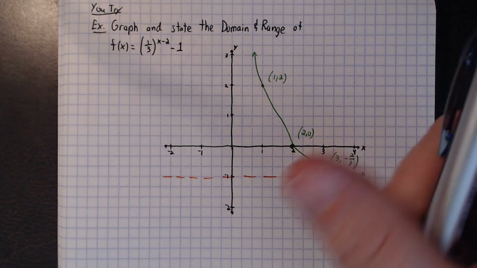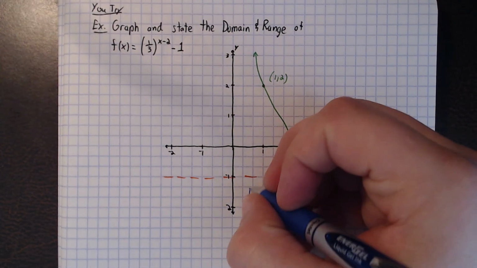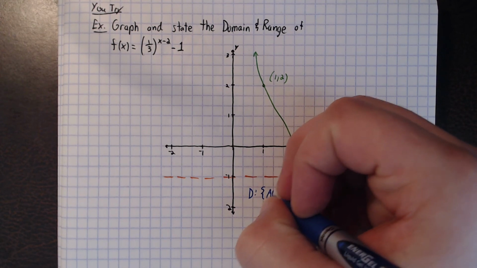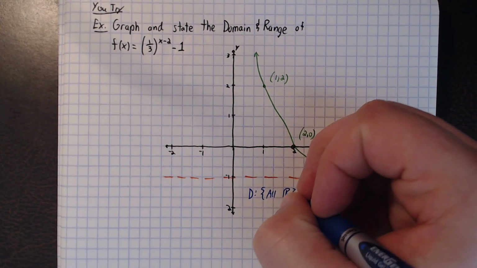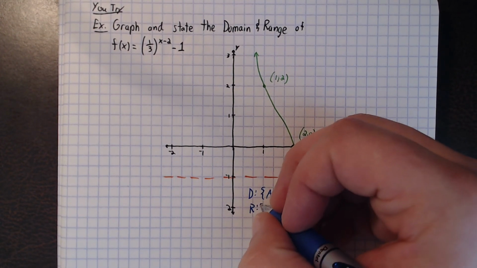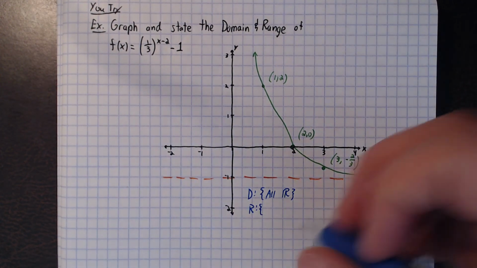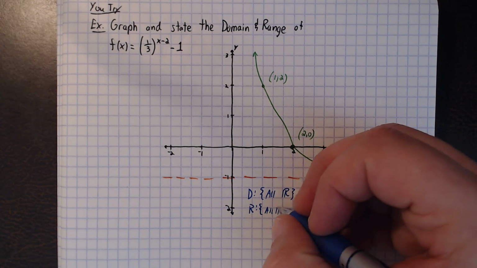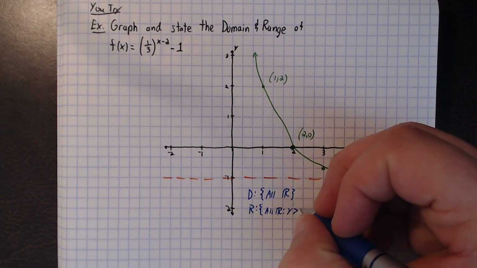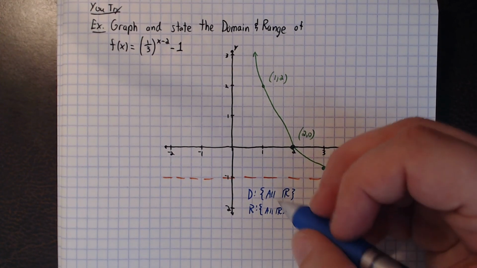Your domain, oops, it's going to be all reals. Hopefully you've gotten that by now. Range, well, we're talking about all values that are greater than 1. So all real such that y is greater than negative 1.